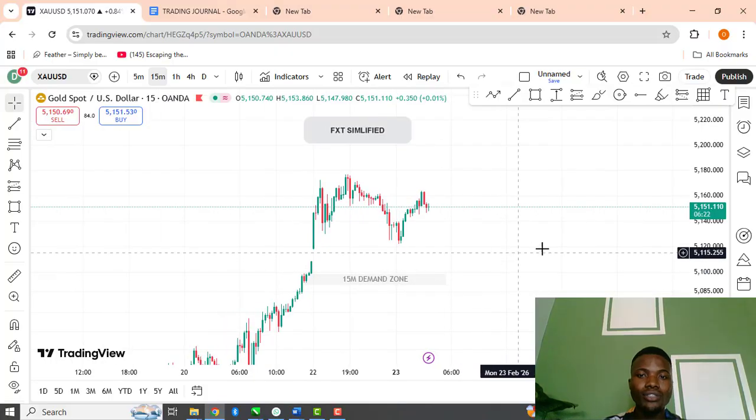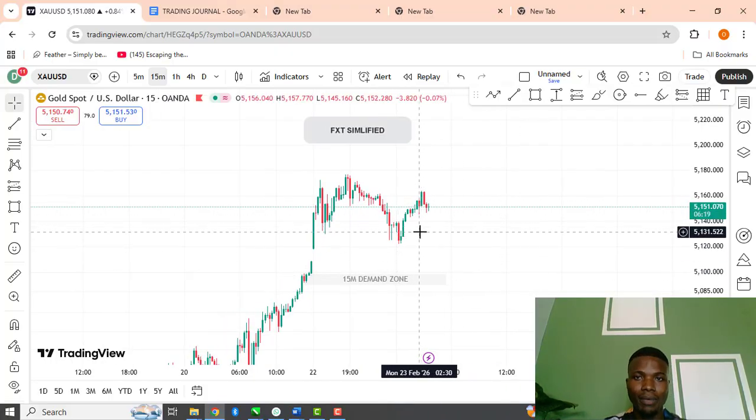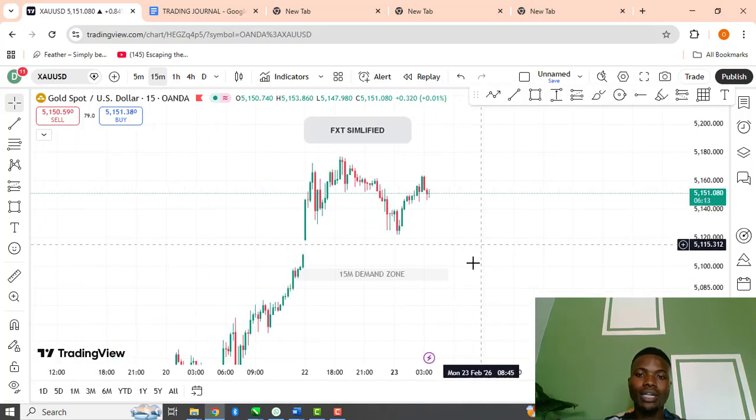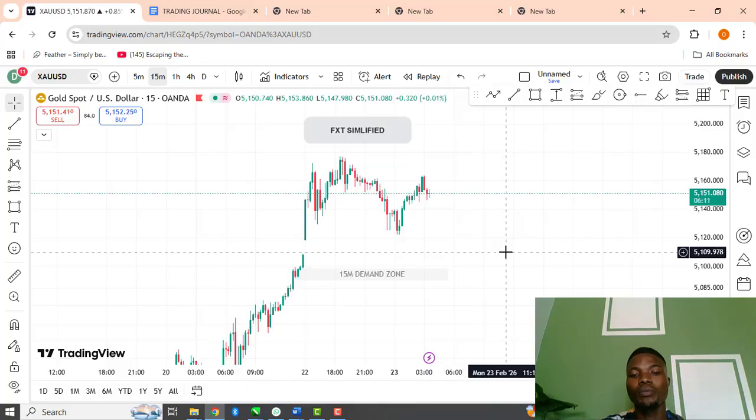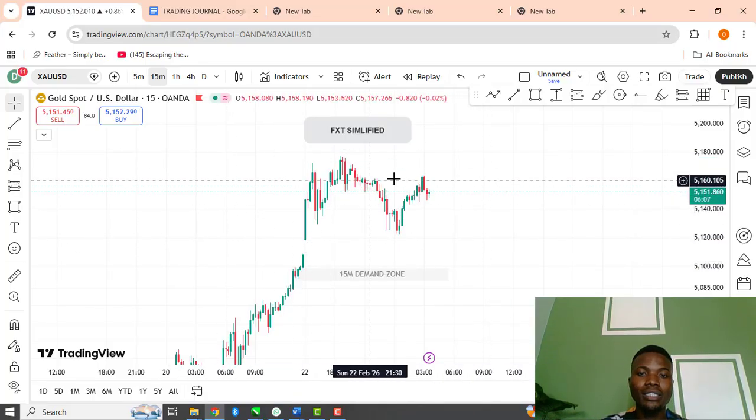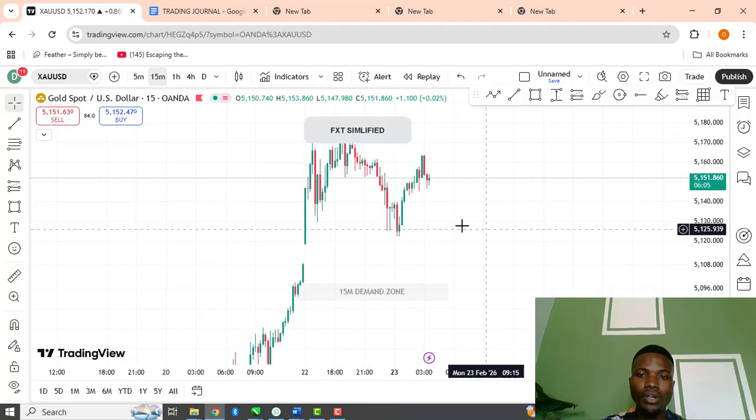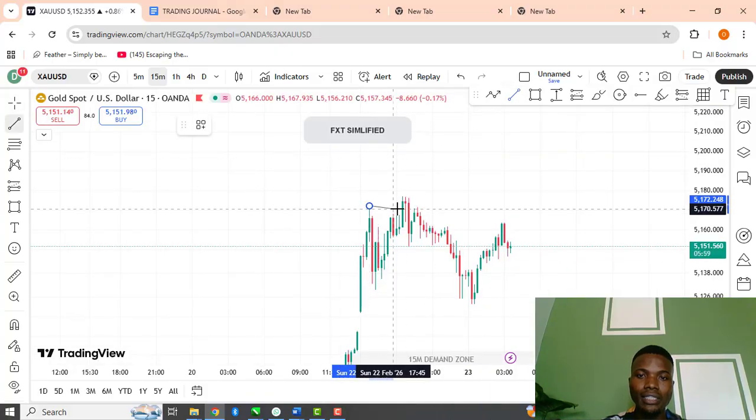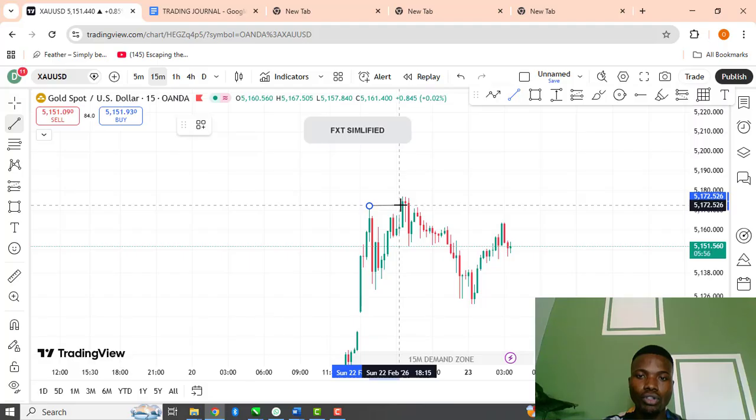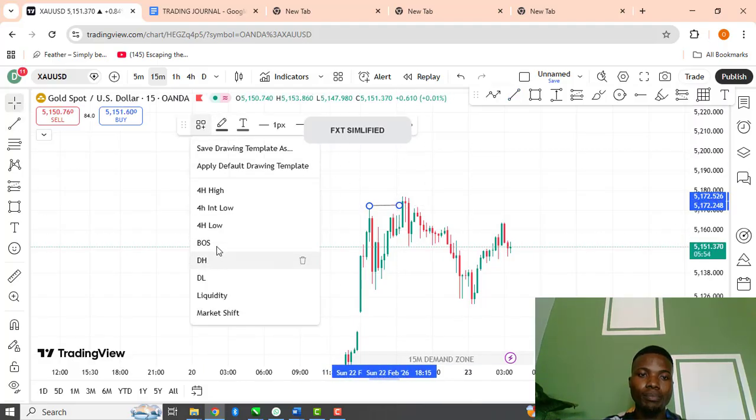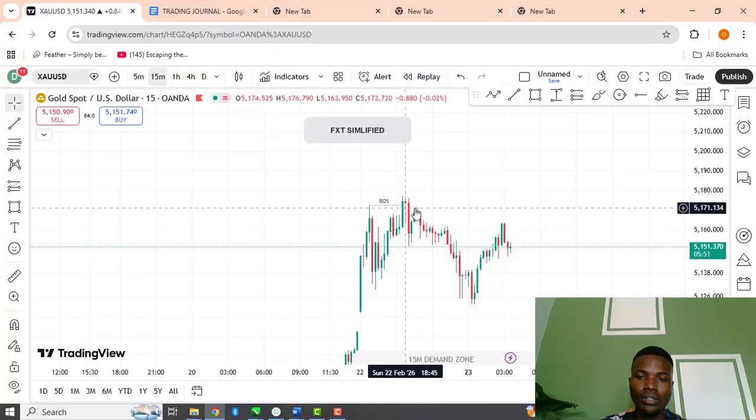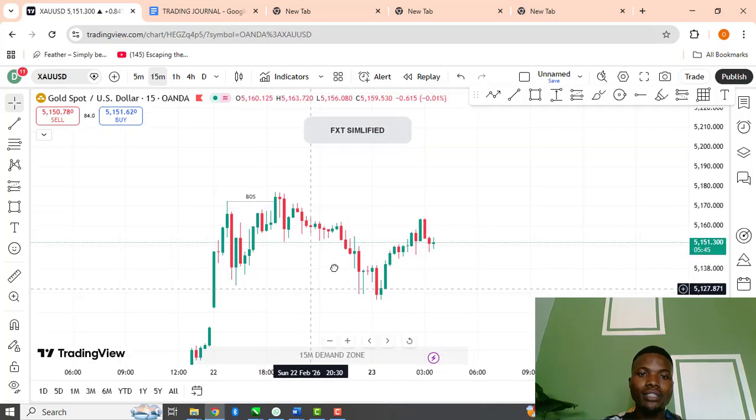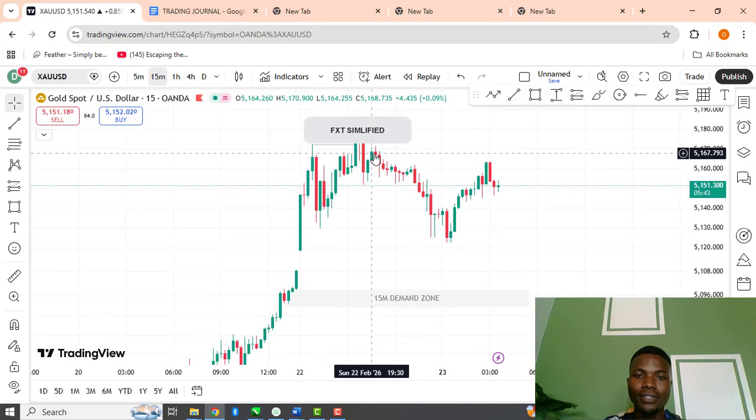But we don't just enter the trade blindly. We want to look out for where price is actually going to respect. So we can see that above this zone price actually creates a break of structure. All right, price creates a break of structure to the upside. So this is the break of structure to the upside. After price creates this, we can see that price actually eventually goes down.